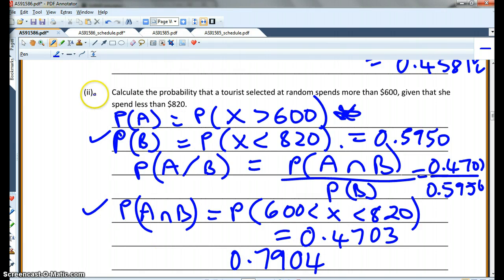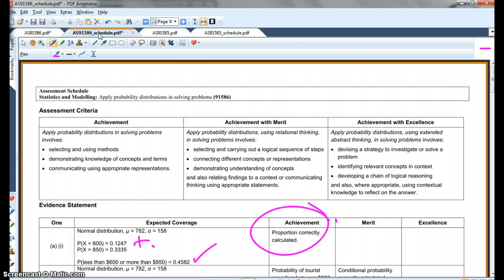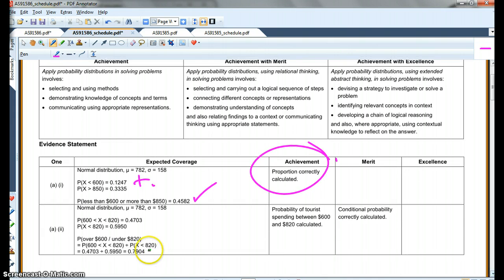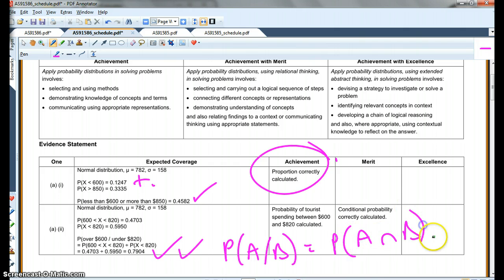And I'll just check that that's right. Yeah. Okay, so what the answer scheme does not show you is the rule: A given B equals the probability of A intersection B over the probability of B.